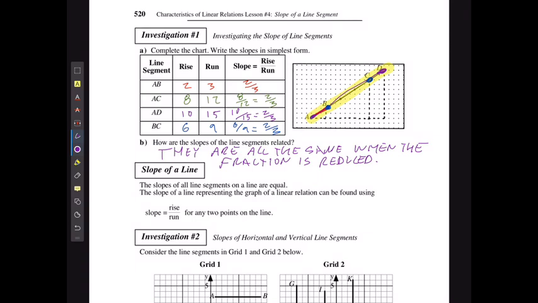So, the slopes of all line segments on the same line are always going to be equal every single time. As long as it's a straight line, it doesn't matter what points I pick, the slope will always stay the same. The slope of a line representing the graph of a linear relation can be found using slope is equal to rise over run using any 2 points that exist on a line. Doesn't matter what 2 points you pick, the slope is always going to be the same.